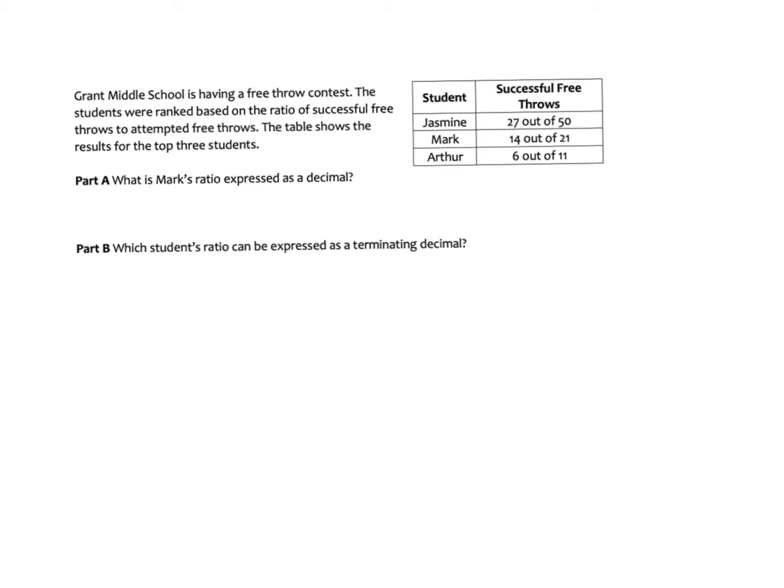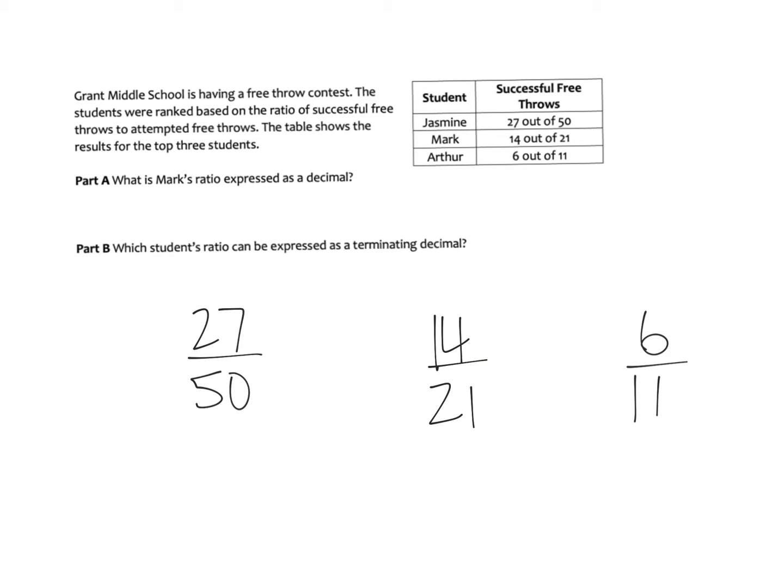All right, so it says Grant Middle School is having a free throw contest, and here's how the kids did. So Jasmine, she got 27 out of 50. Okay, so I'm just going to write that as a fraction. Mark got 14 out of 21, and Arthur got 6 out of 11. And it says, well, let's start with Mark. What's his ratio expressed as a decimal? So Mark was this middle one.